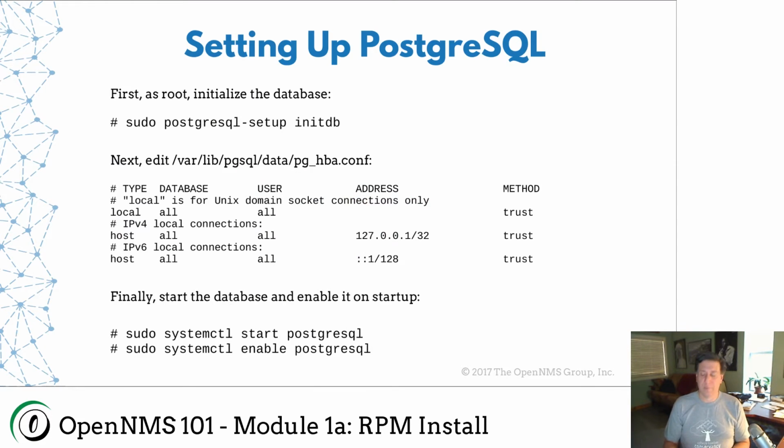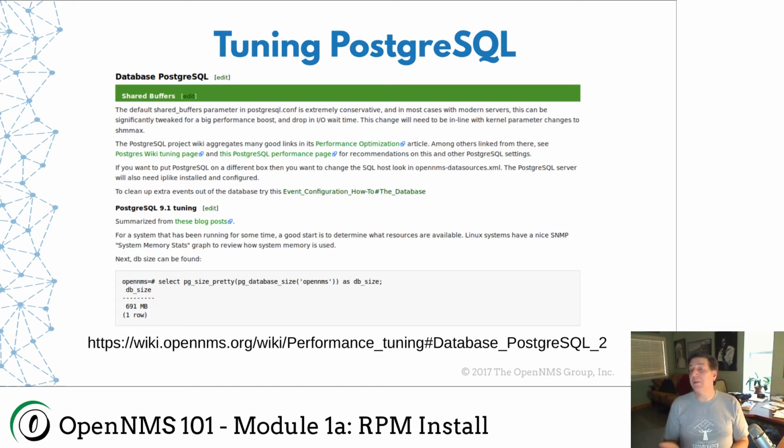Now, I mentioned there is a wiki entry on tuning PostgreSQL. And what it'll enable you to do is, depending on how much memory and the kind of system you have PostgreSQL running on, you can increase certain parameters to make it perform better. For the exercises in this class, for the OpenNMS 101 class, you won't need to do that, and so I'm going to leave that as an exercise to the viewer.